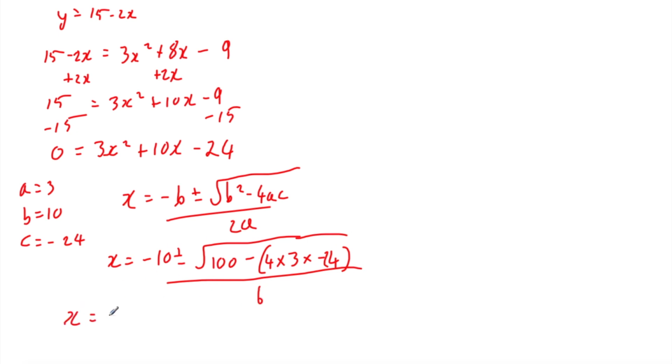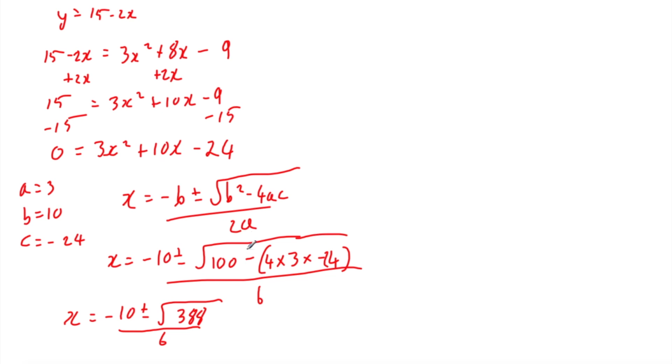So we've got x equals minus 10 plus or minus the square root of, and let's work out what this is. So 100, and I'm going to do on my calculator, 100 minus, and then in brackets, 4 times 3 times minus 24, close brackets. That's equal to 388, because you're subtracting a negative here, so it's going to be 388 whenever you work it out, all divided by 6.